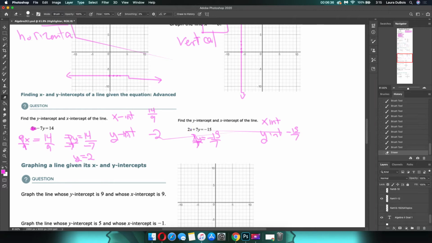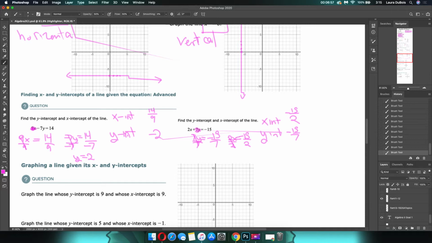What if we're looking for our x-intercept? That means it's the y that we're covering up. So 2x equals negative 15. Divide by 2, divide by 2. So that is going to be negative 15 over 2, unless my computer catches up. So it's negative 15 over 2. Oh, okay. So far, so good.